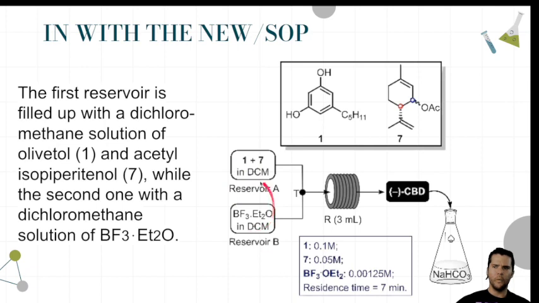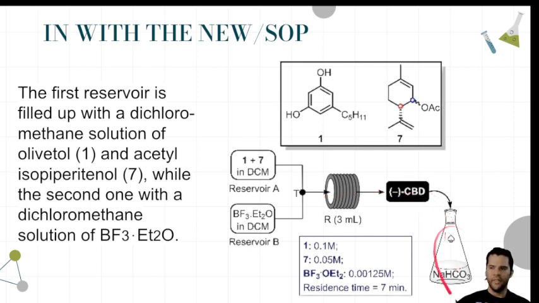So, reservoir number 1, this concentration. Reservoir number 2, this concentration. Continuous flow pump. Imagine this continuous flow pump pulling out of both and just going down our coil reactor. That's it. That's it.